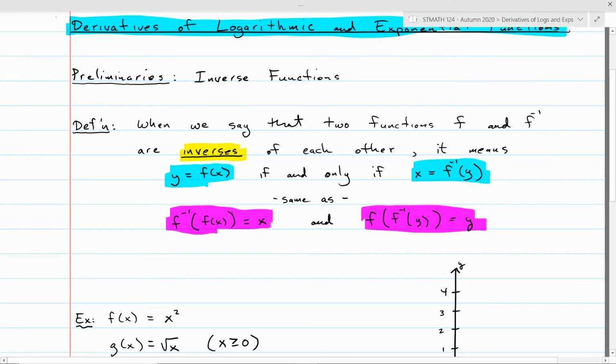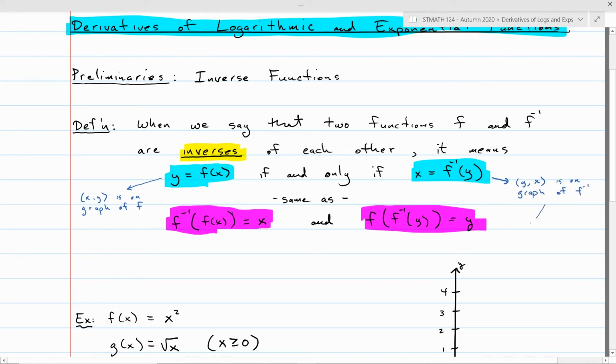And it's worth pointing out here that the first equation is telling you when you put x into f, you get back an output of y. So that means that the point x comma y is on the graph of f. And likewise over here, the second blue equation tells you that when you put y as an input into f inverse, you get an output of x. So that means the point y comma x is on the graph of the inverse.